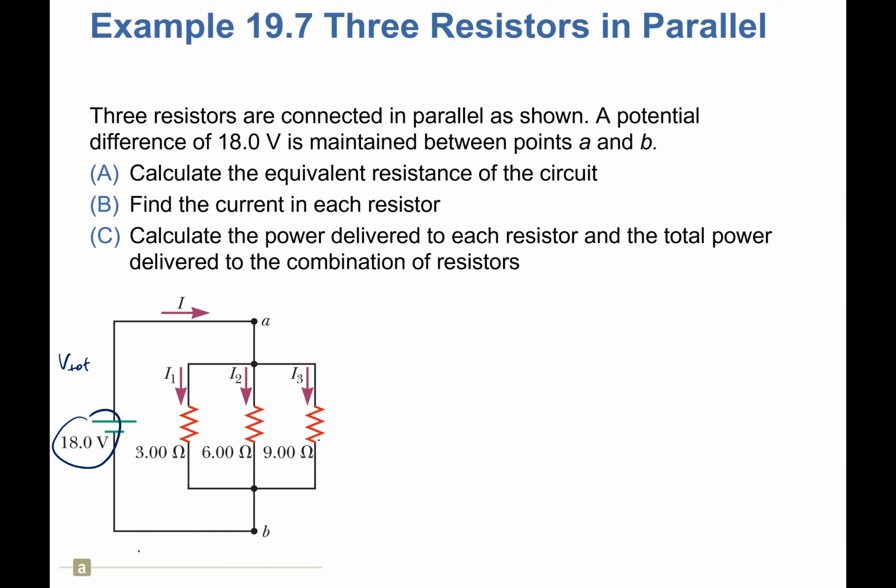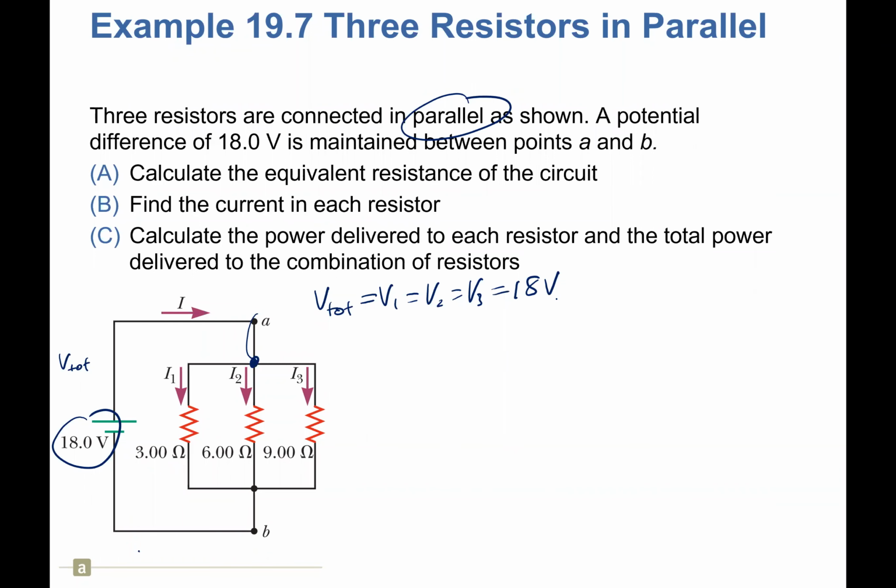So here they're connected in parallel. Even though it shows over here, you should be able to recognize it yourself. For example, see this point A is common for all of them on one side and point B is common for all on the other side. That means V total equals V1 equals V2 equals V3. They all have the same potential difference of 18 volts.